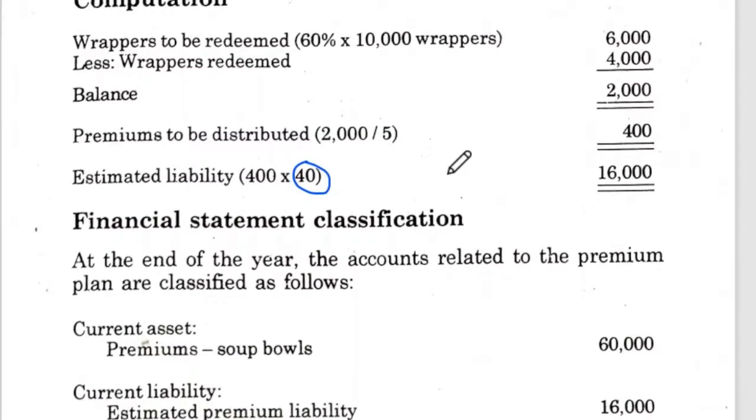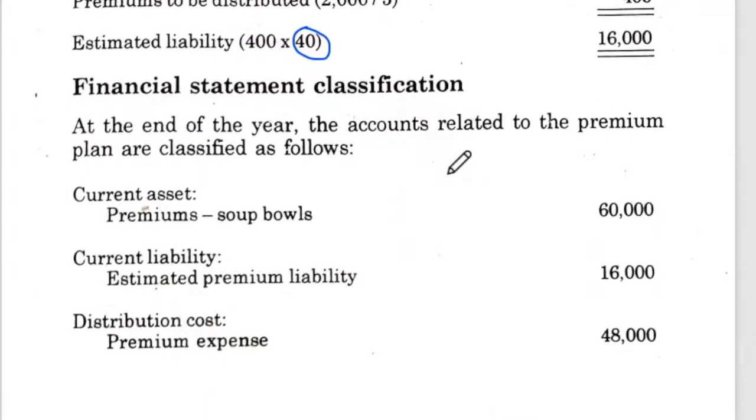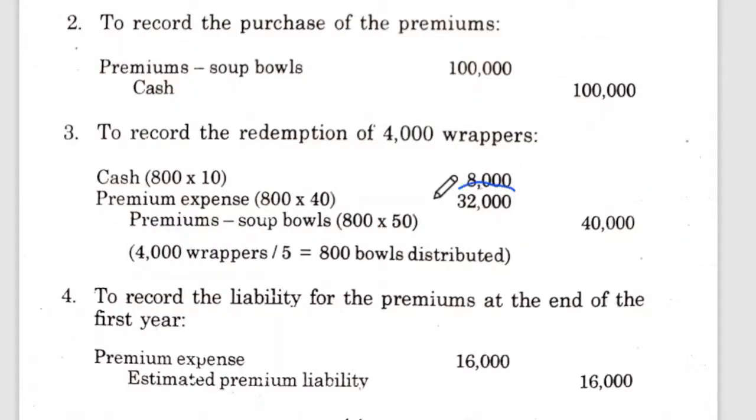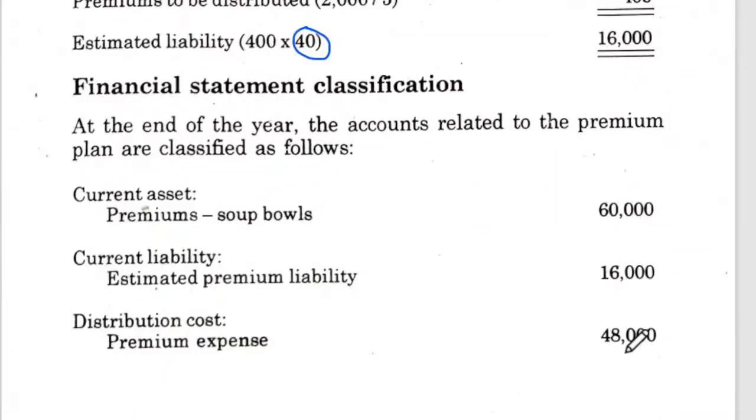How do we present this in our financial statement? The soup bowls will be presented as current asset. Then the estimated premium liability will be under the current liability. And we have the distribution cost, which is marketing cost. That's why it's under distribution cost. We have the premium expense, 48,000. How do we get the 48,000 here? We have 32,000 from the redemption of the 4,000 wrappers, equivalent to 800 soup bowls, plus the estimated premium liability of 16,000 for a total of 48,000.